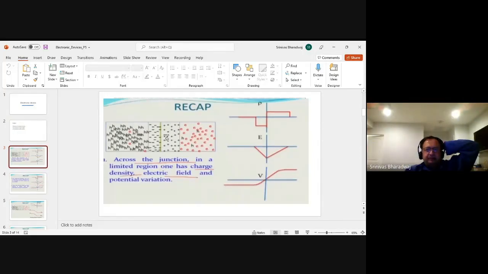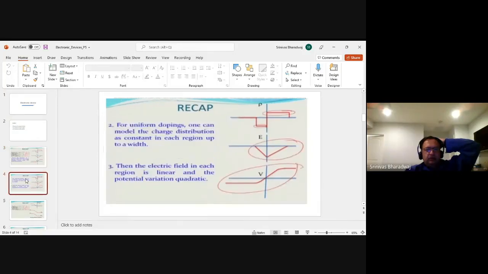Depletion layer, right? Holes, P, N, holes. And there's a depletion layer in between where there's an electric field, but there are no holes anymore, right? So one can model the charge distribution as constant in each region up to a width. So the electric field looks like that, and the voltage looks like that. The electric field in each region is linear, and the potential variation is quadratic, right?